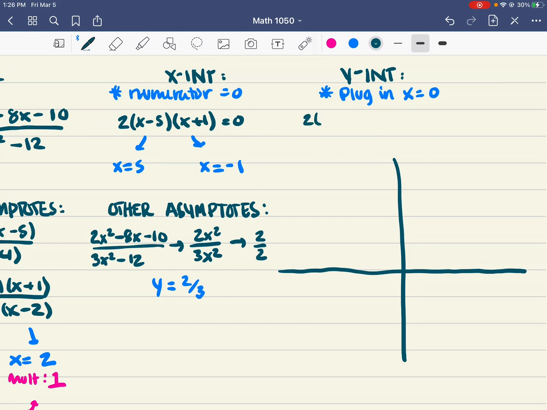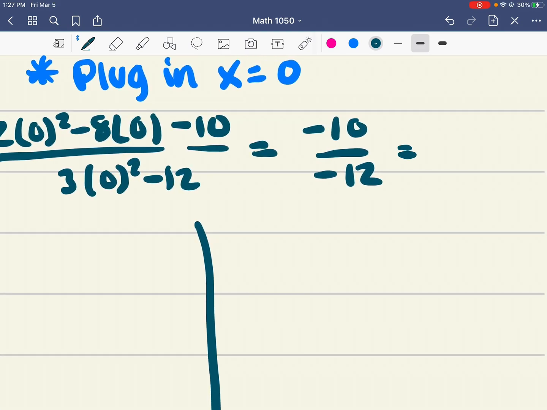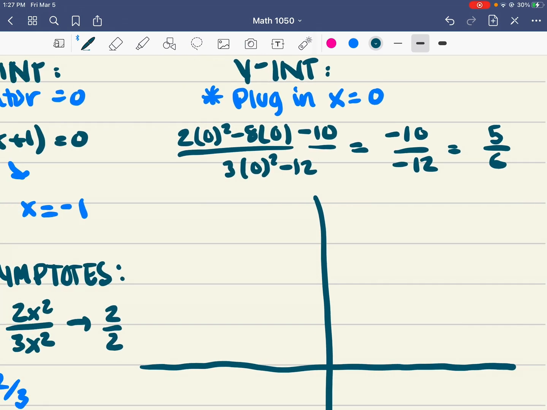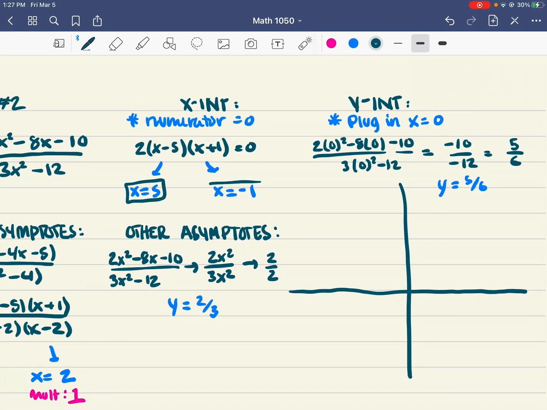And then for the y-intercept, we plug in 0. So this is me plugging in 0: 3 times 0 squared minus 12. There's a bunch of zeros, right? And then we have negative 10 over negative 12, which reduces, they're both negative and they both have a 2 in there, so positive 5/6. So we have a y-intercept at 5/6. Okay.